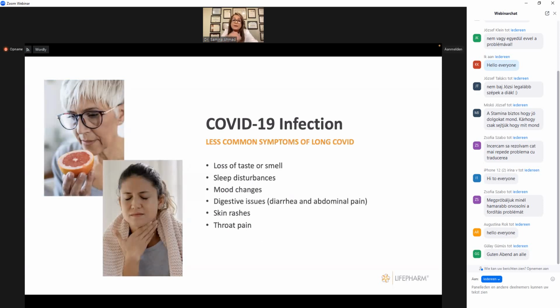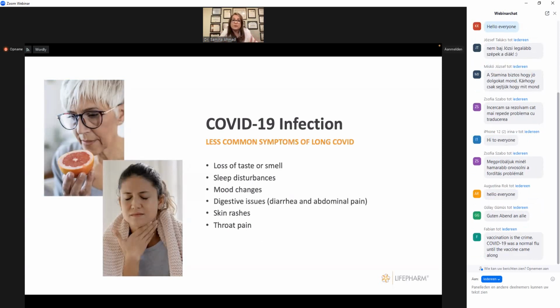Let's look at some of the less common ones. Not everybody lost their sense of taste or smell, and not everybody had sleep disturbances. The diarrhea, vomiting and nausea were not with everyone. Skin rashes were a very rare one. And pain in the throat, I think, was still a little common, but still not in everyone.